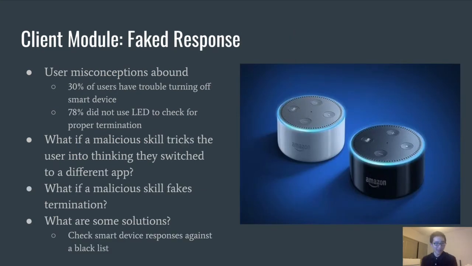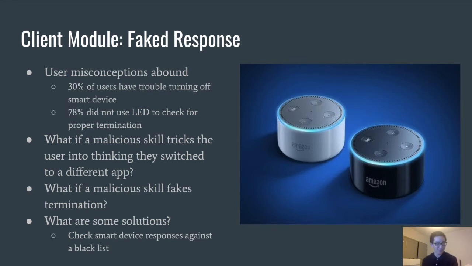Another attack on the client module is the faked response. So you're talking to Amazon Alexa, and you're trying to rent a car. But it turns out that Alexa is actually using a hacked app. And this app is faking its responses. It's saying, oh, give me your social security number, give me your phone number, give me your real name, give me all that in order to help me rent you a car.